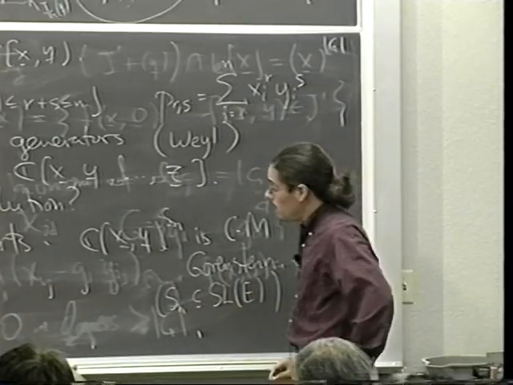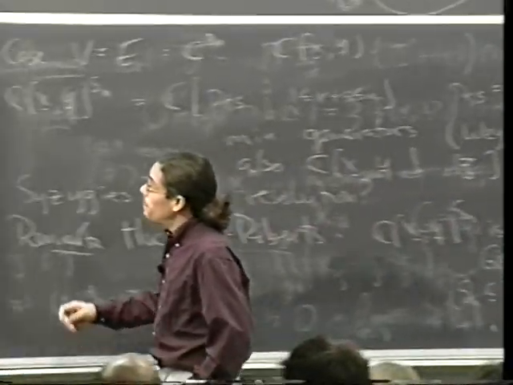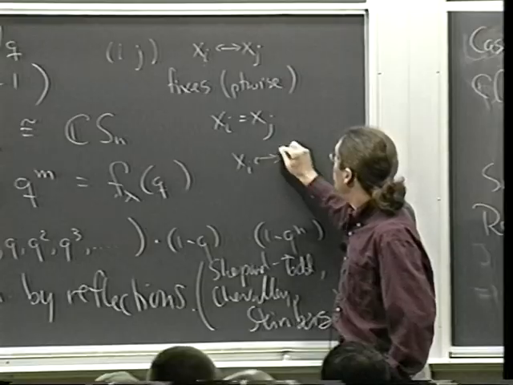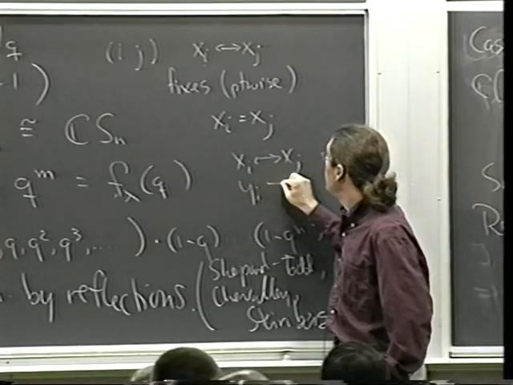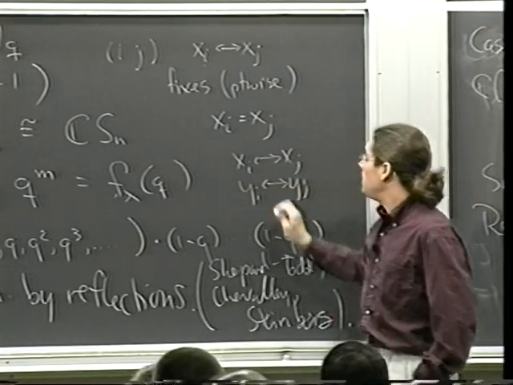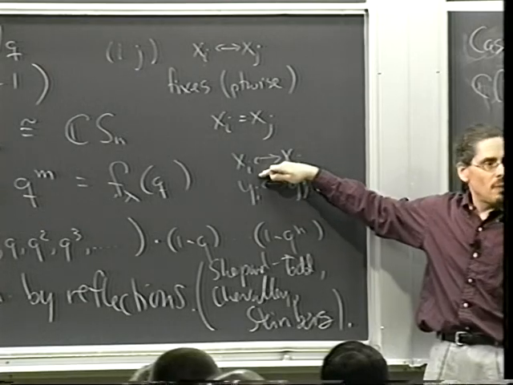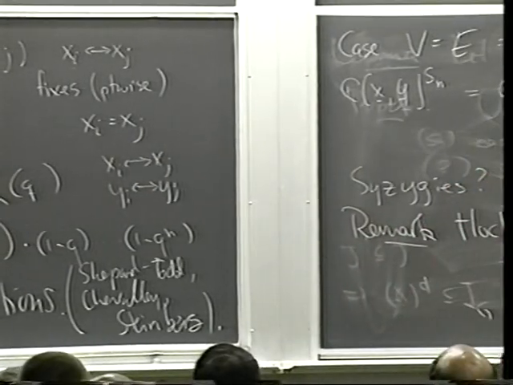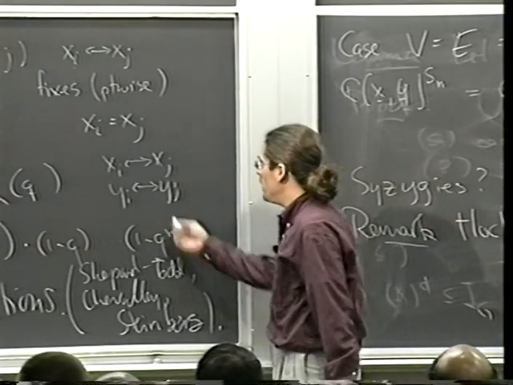And by the way, why is it doing this? Because a transposition is now going to interchange xi with xj, but it's also going to interchange yi with yj. If it only did this, it would have determinant -1. But now it's acting on two copies. It's going to have determinant (-1) squared, right, which is 1. And of course, the group is generated by the transpositions.